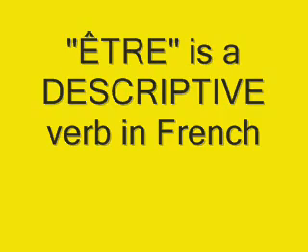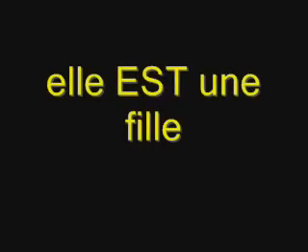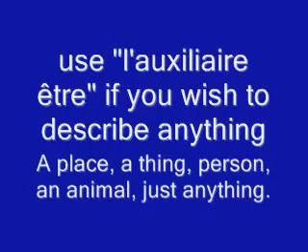Le verbe être. And so you can usually add any adjective or noun in front of the verb être. Je suis un homme. Elle est une fille. Nous sommes des étudiants. Nous sommes des parents. Nous sommes des frères et sœurs. So anything as a noun or adjective can go in front of être, the verb être.